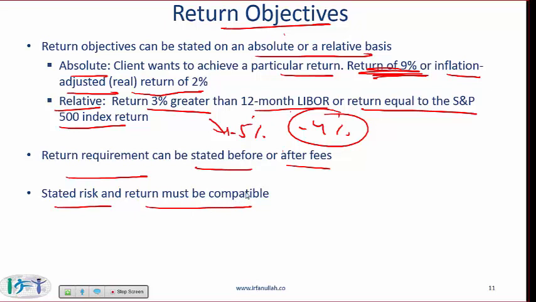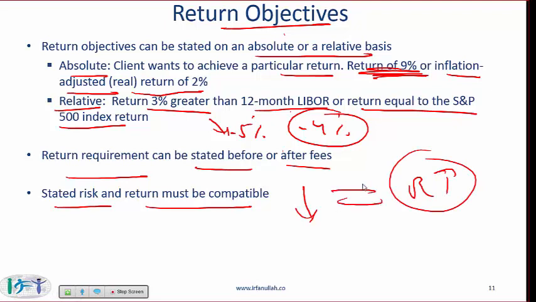You can't have a situation where the risk tolerance is way below average, so the client doesn't want to take risk but wants a very high return. So that does not make sense. You need to educate the client if that's what he is asking for.